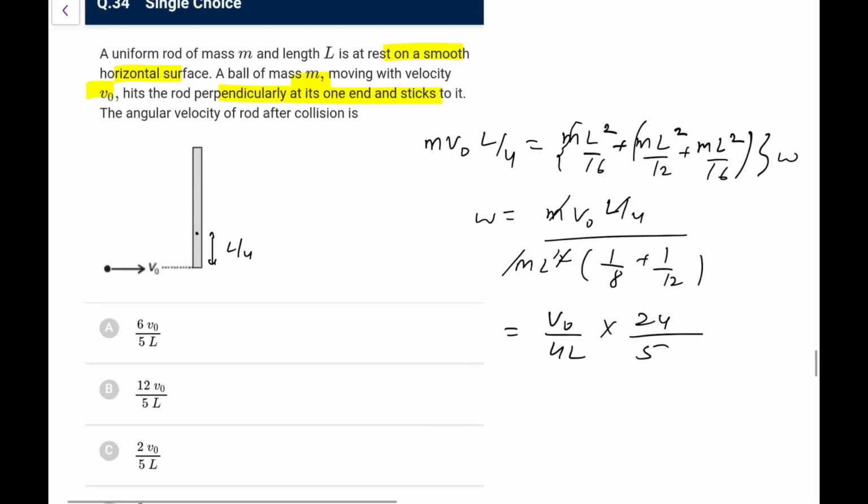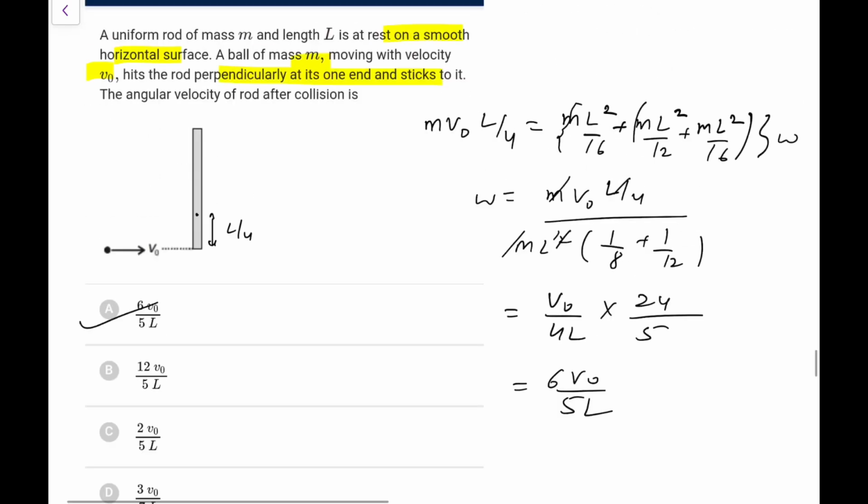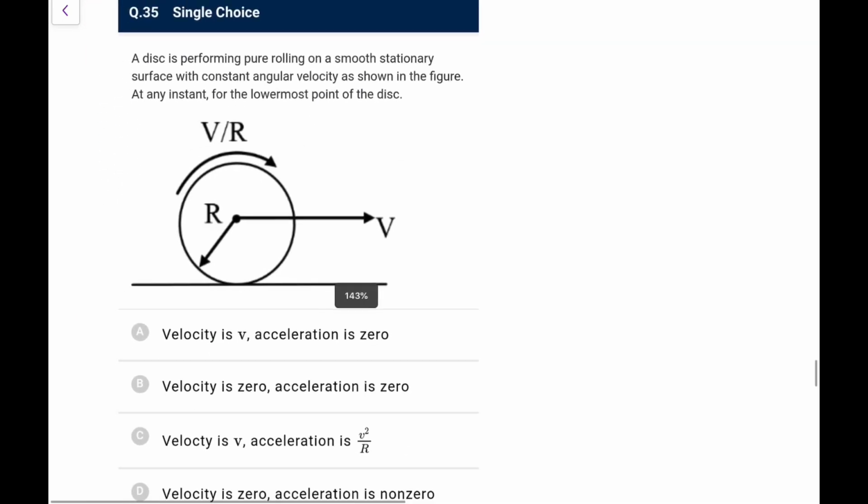So it is 6 v naught by 5L. If I am right, it should be option A. Yes, it is given A. Next one. So just remember this particular case here, the both will combine, will rotate about their common CM.